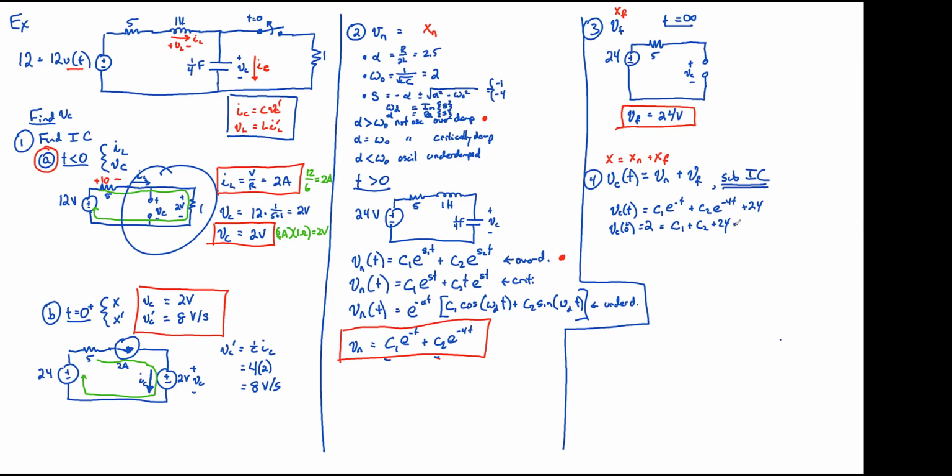So therefore, we can rewrite with our unknowns on our left and our constants on our right. That gives us C1 plus C2 equals negative 22.